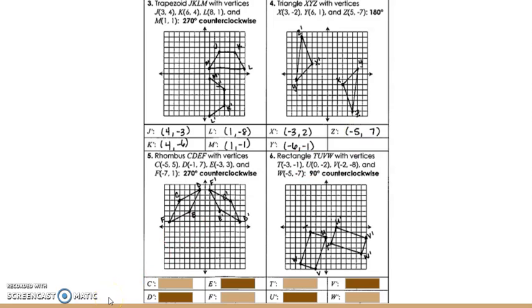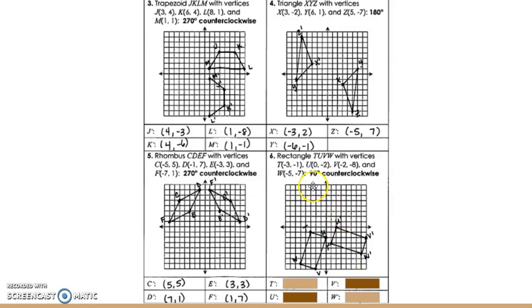For number 5, I have a 270-degree rotation, so I'm doing y comma negative x. I am switching 5 and negative 5, and then I am making negative 5 positive. D, I'm switching 7 and negative 1, and then making negative 1 positive. E and F are going to work that same exact way.